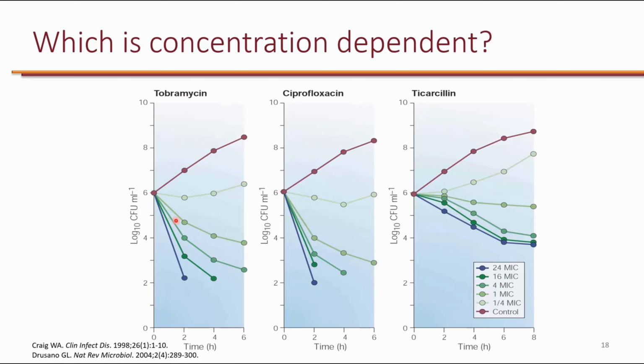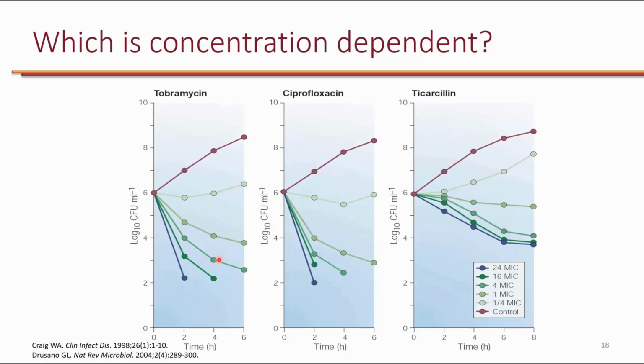Now at higher concentrations, for example at 4 MICs, you can see that bacterial growth actually drops faster, and as we increase the concentration, this drop in growth of bacteria becomes larger and larger. This suggests that tobramycin has concentration-dependent killing, meaning that the higher the concentration of tobramycin that we use, the more the growth of this organism dropped.